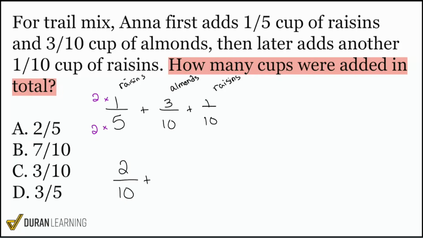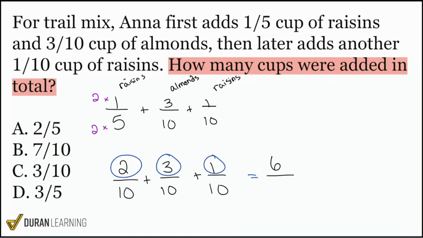Now we can add everything else up, the 3/10 and the 1/10. We can add all of these up. Everybody, what is 2 plus 3 plus 1? What is that going to be? That's going to be 6. And remember that when we add fractions, we keep the denominator the same.